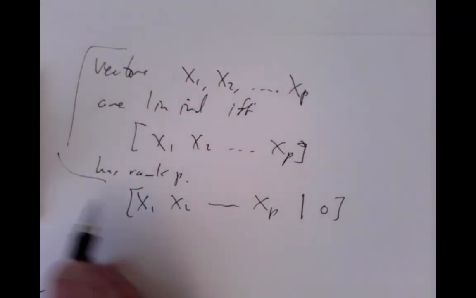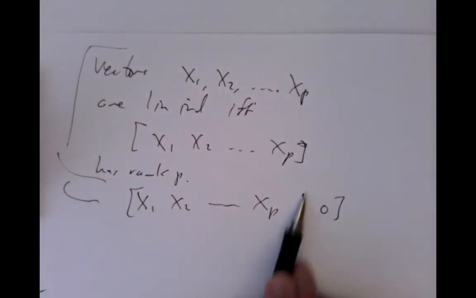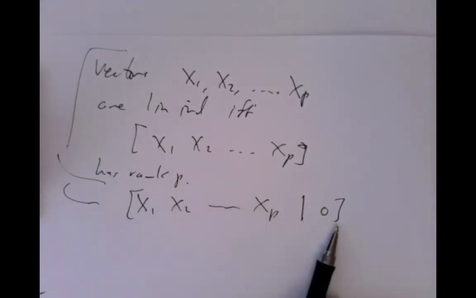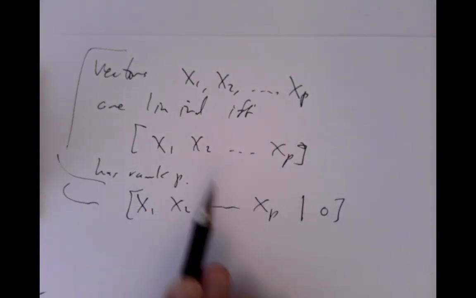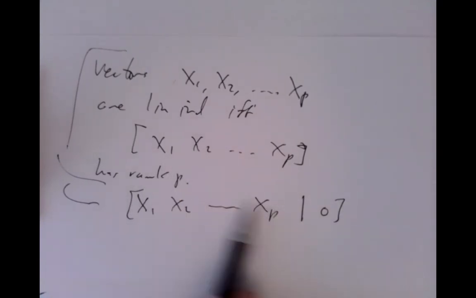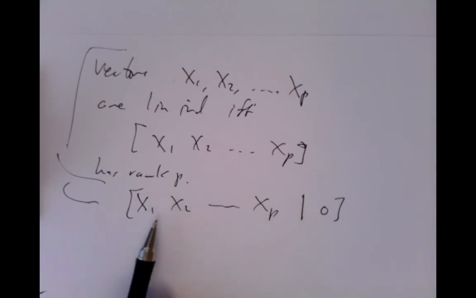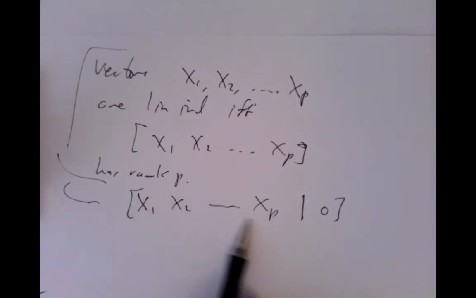why this is true: you put them into this, you make this augmented matrix, there are your equations for constructing a linear combination equal to zero, and you want to say that the only solution to this equation should be setting all of the variables to zero. In other words, there should be a pivot all the way down, solving for every single variable.